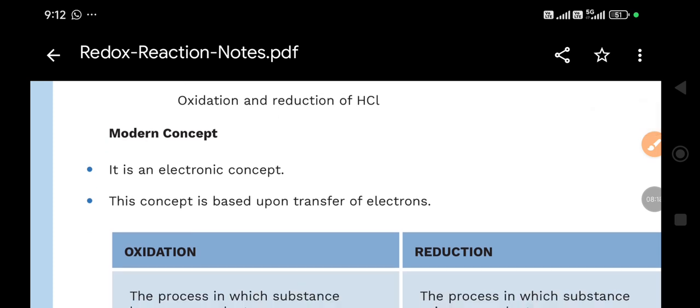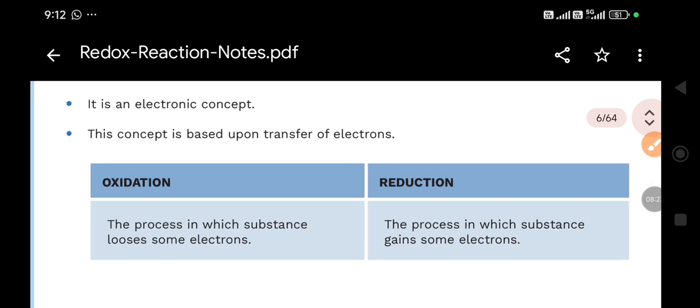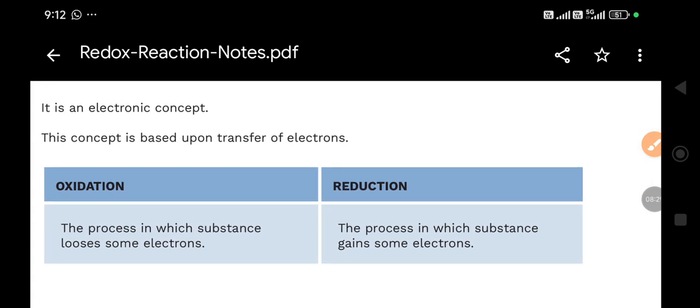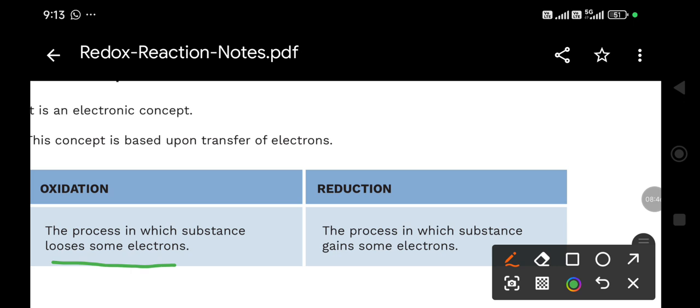Then the modern concept. The modern concept is the electronic concept, meaning in terms of electrons. This concept is based on electron transfer from one element to another. In terms of electron transfer, oxidation is the process in which a substance loses some electrons, whereas reduction is the process in which a substance gains some electrons. So loss of electron is oxidation, gain of electron is reduction.